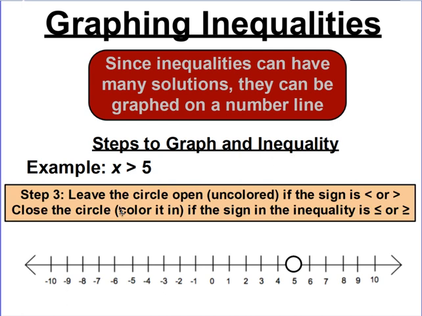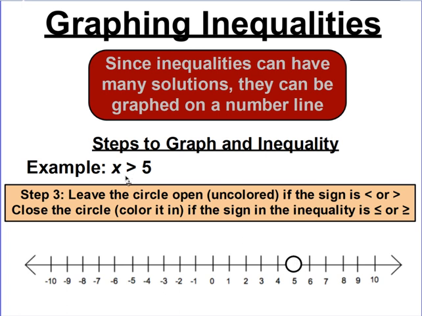Okay, step 3, you're either going to color in this circle or not color it in, depending on the sign in the problem. So the inequality sign here is greater than. The greater than sign does not have one of those lines below it, the equality lines. So because of that, you're not going to color this in. If it did have a line below it, so if it was the greater than or equal to or less than or equal to signs, like these two here, then you would close it, which means to color it in.